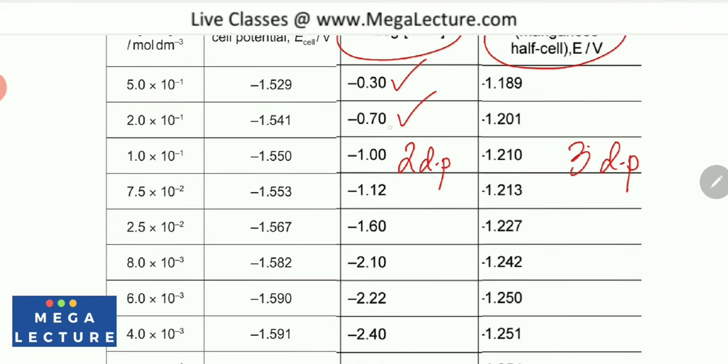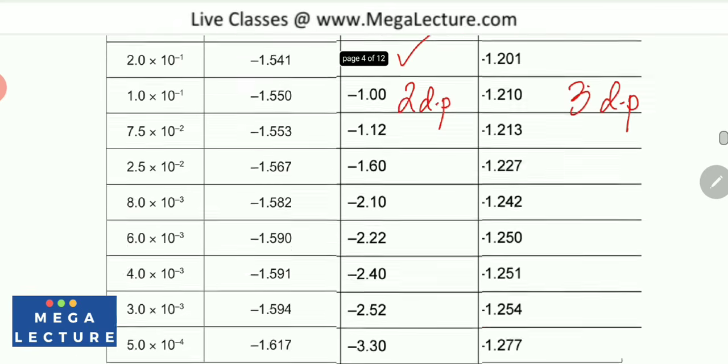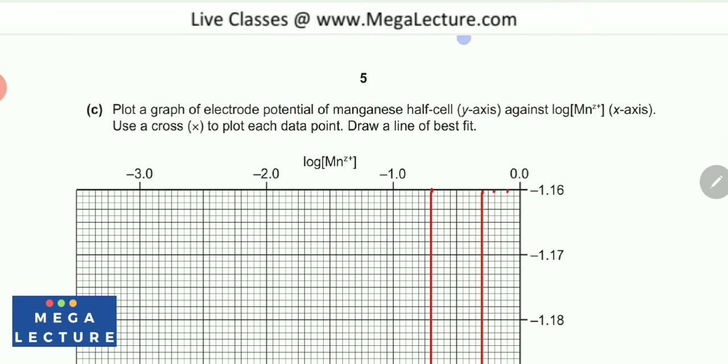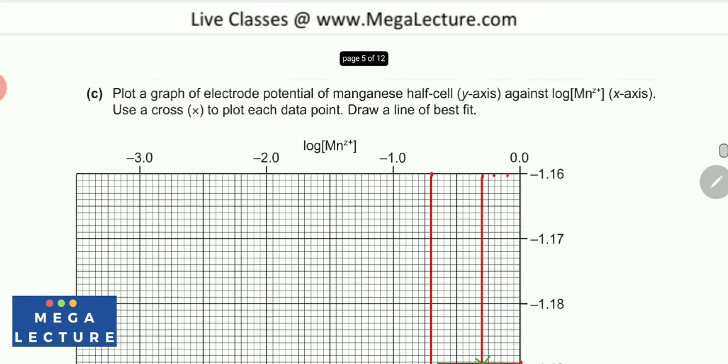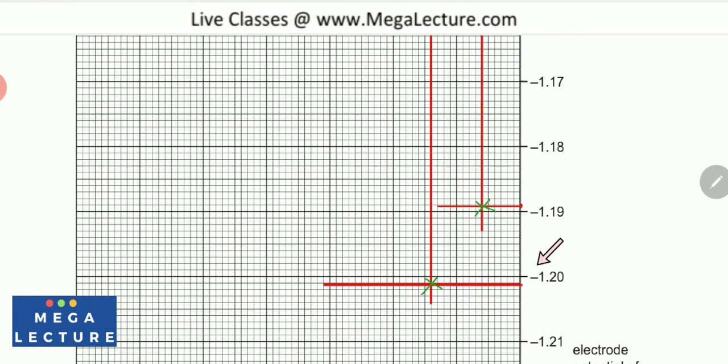So I've now plotted the second point as well, minus 0.7 and minus 1.201. Again, minus 0.7 is over here, and 1.201 is over here. Drew lines, and that's the intersection. So put a cross over there. And let's fill this table up.